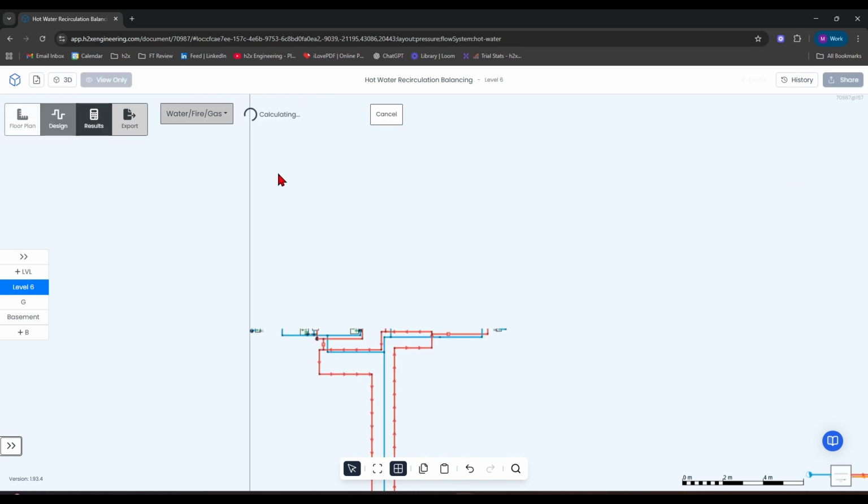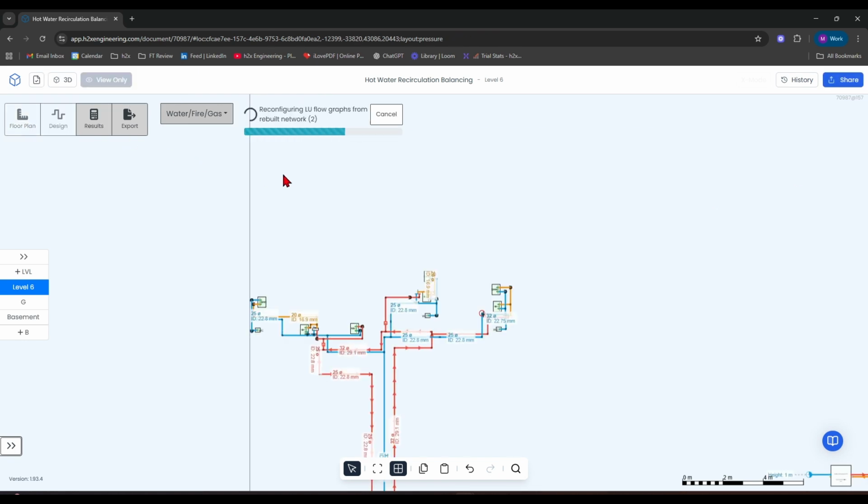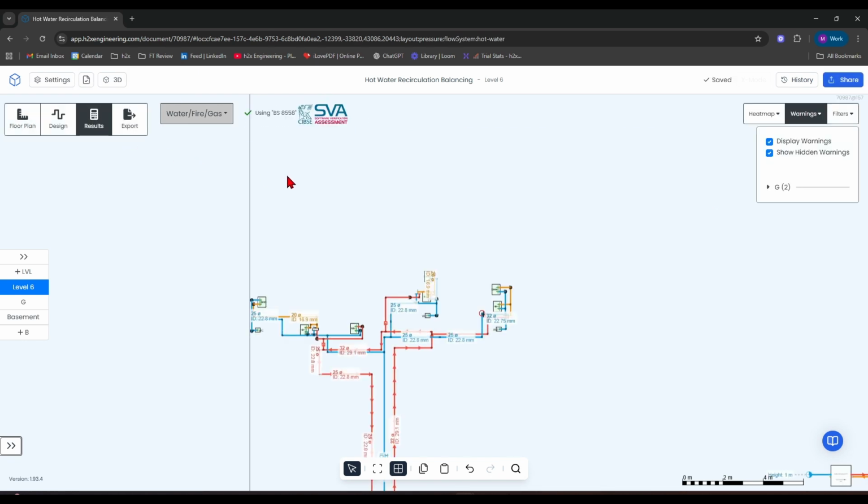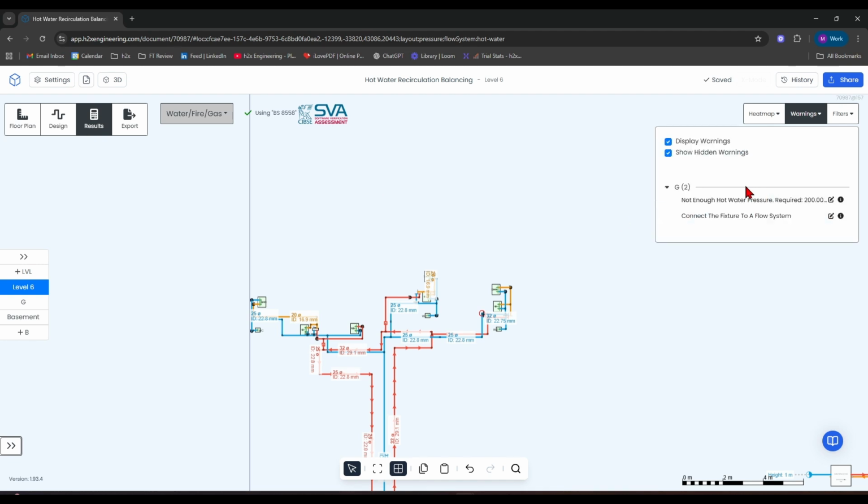Now if I hit results, we don't have any warnings apart from maximum pressure not being acquired and connecting fixtures to flow systems.